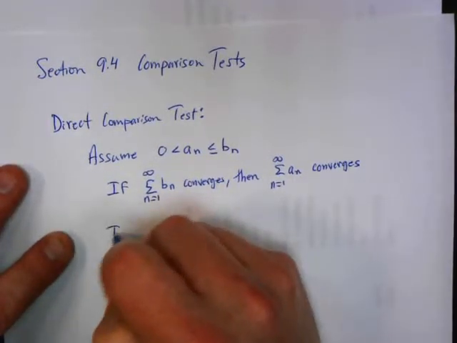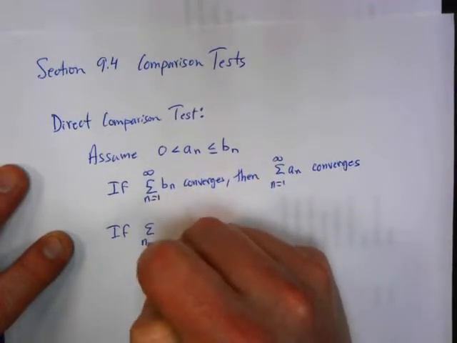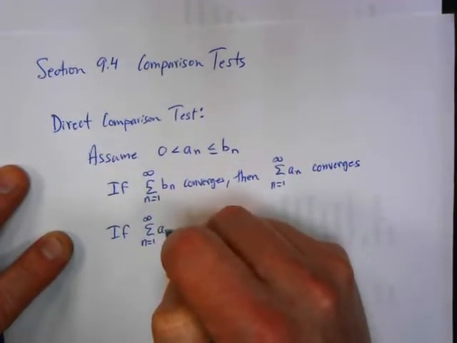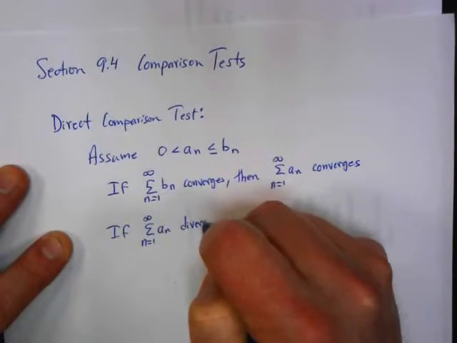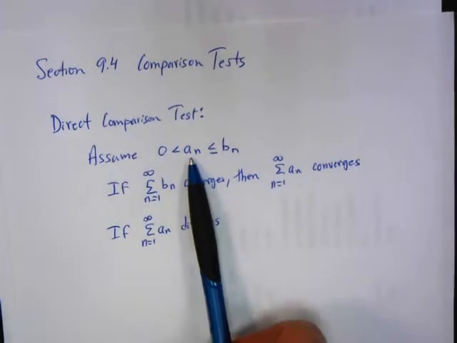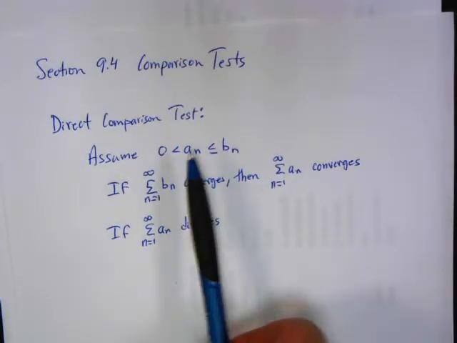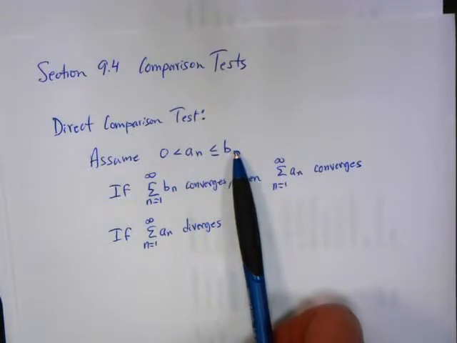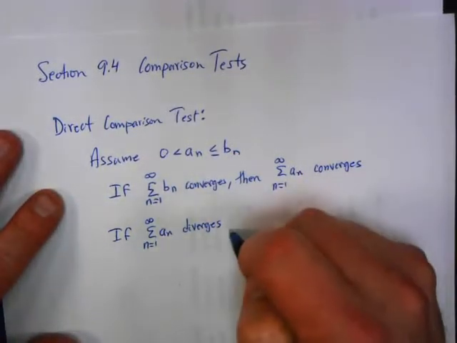Conversely, if the sum from n equals 1 to infinity of a sub n diverges, then what has to happen? b sub n must diverge. The b sub n's have to diverge. How come? Because a sub n is bounded by b sub n. And the a sub n's are adding up to infinity, and the b sub n's are even bigger. So the b sub n's would have to diverge also.